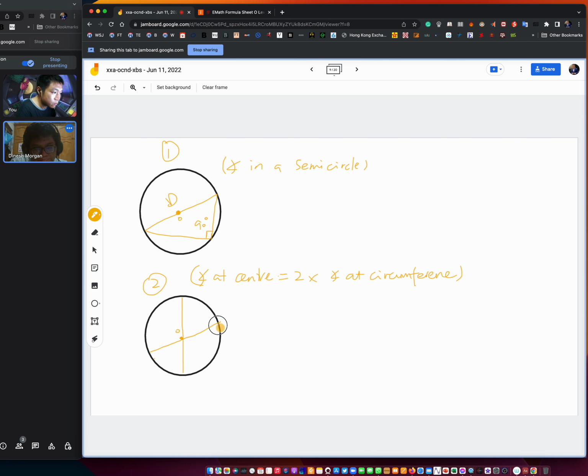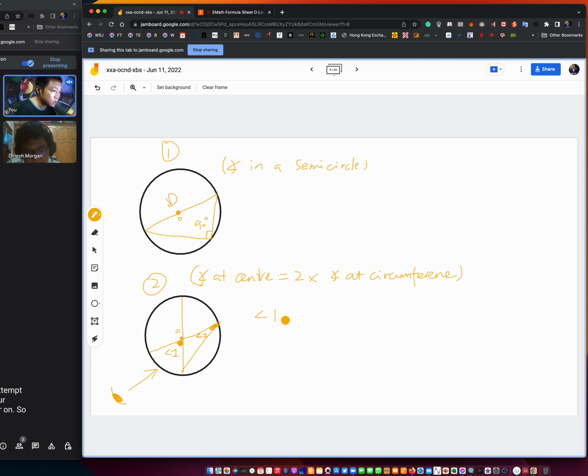Okay, so if this is the angle at center, this is angle 1, then this is your angle 2. Why? Because you look from this perspective. Oh, that one is no, that one is another one. I know which one you are referring to. Maybe I will answer your question later on.